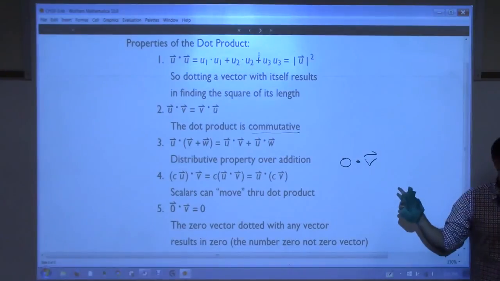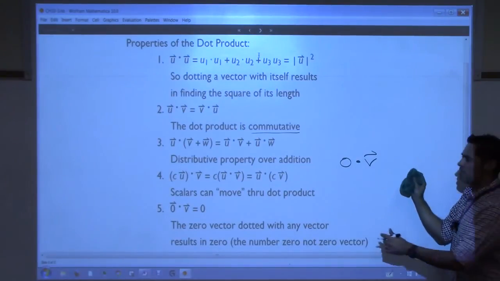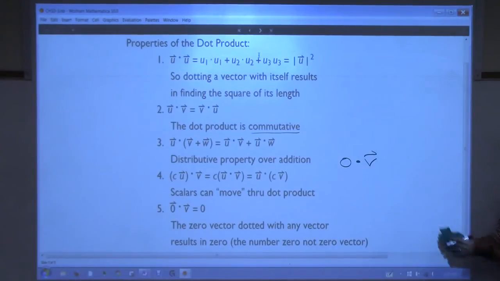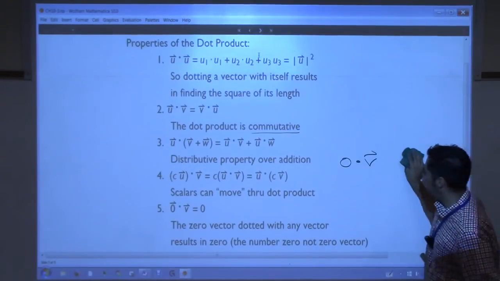Your homework, they're going to ask you these things. They're going to give you these different symbol representations. They're going to ask you, does this make any sense at all? Like, could you compute this? And you have to know when you can and can't.